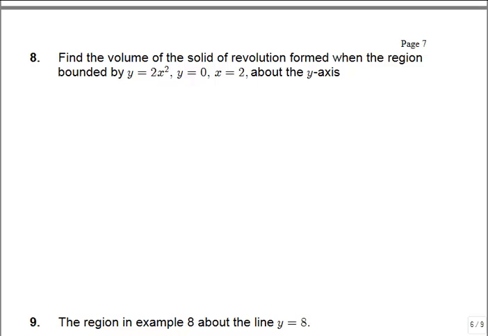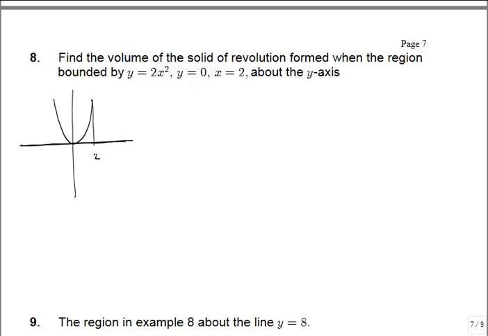Okay? So if we look at this next example, we want to find the volume of the solid of revolution formed when the region bounded by y equals 2x squared, y equals 0, and x equals 2 is rotated around the y-axis. So let's draw our region first. So 2x squared, that's a parabola. It's got a right half and a left half initially. Let's see if we want both sides of this or not. We want y equals 0, which is just the x-axis, and x equals 2.